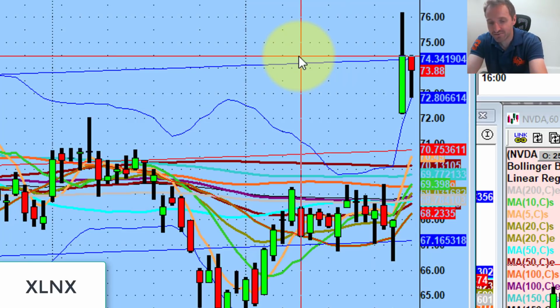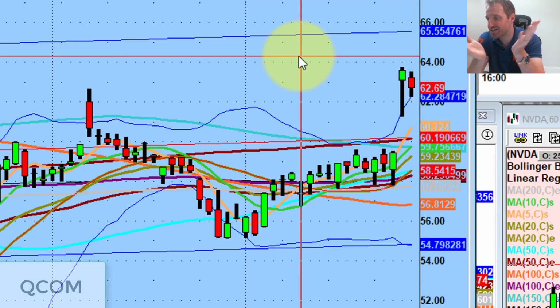Same thing with Qualcomm. It's the same chart, same play. Same thing with Qualcomm, same thing with Xilinx. So keep an eye on that as well.